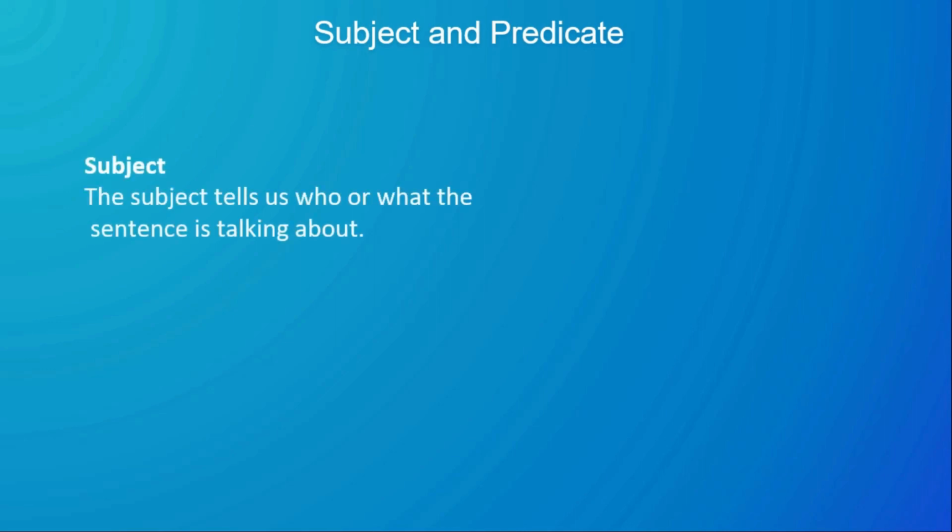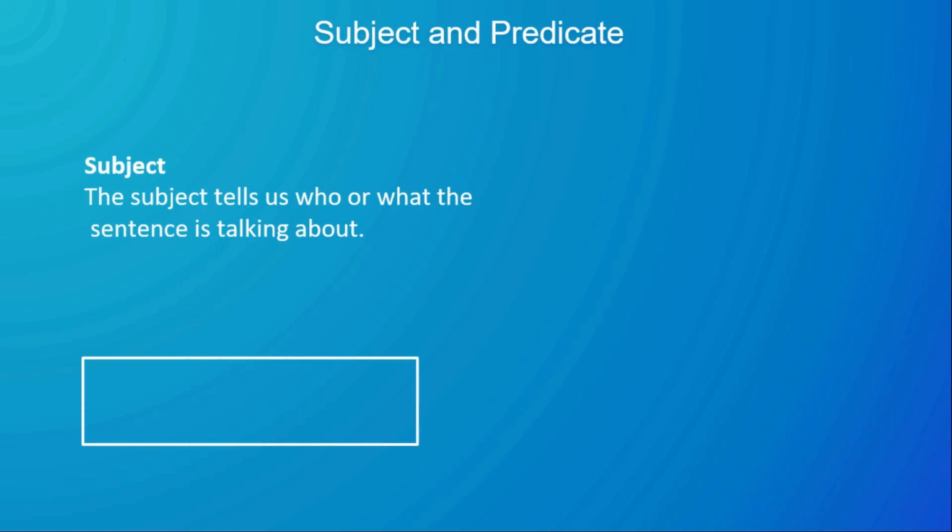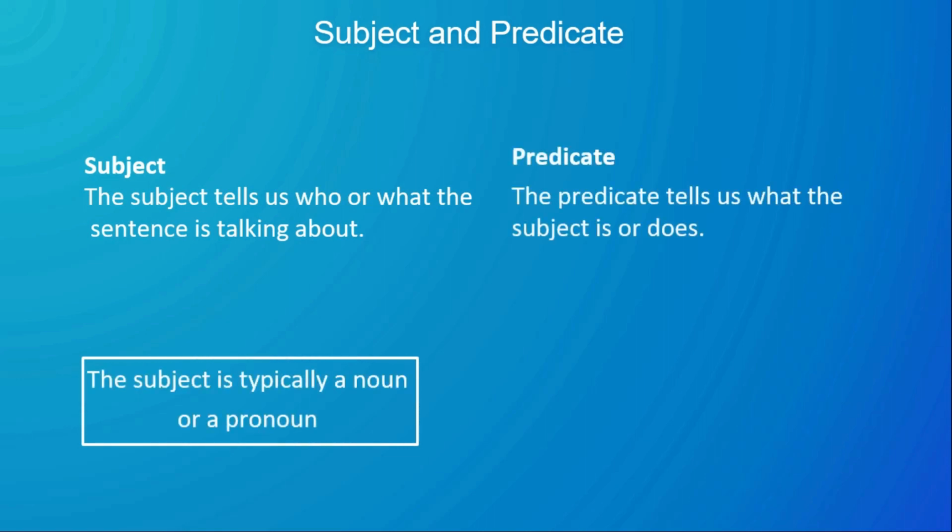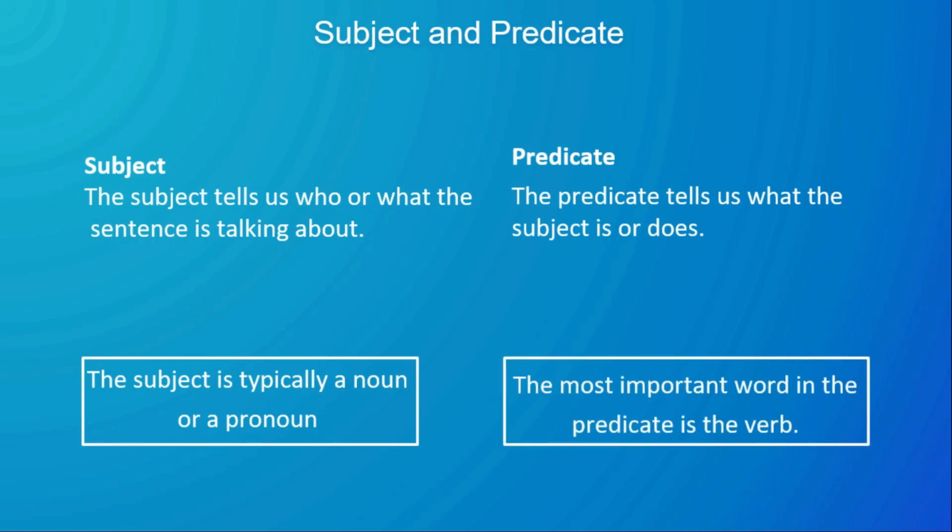Now that we've understood the basic concepts of a noun, a pronoun, and a verb, let us continue our discussion on the subject and the predicate. As I told you earlier, the subject tells us who or what the sentence is talking about. The subject is typically a noun or a pronoun. The predicate tells us what the subject is or does. The most important word in the predicate is the verb.